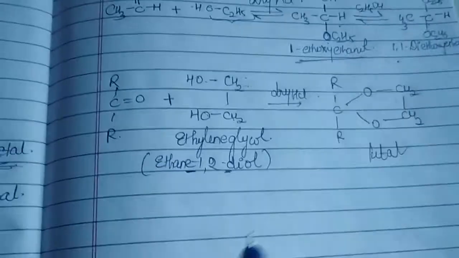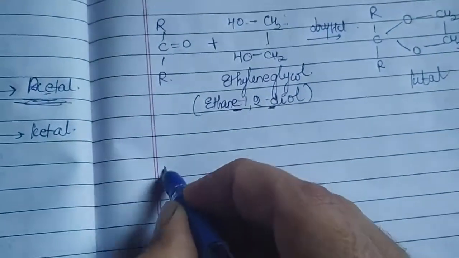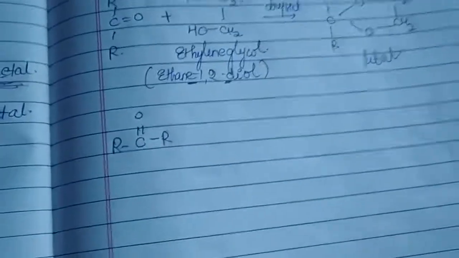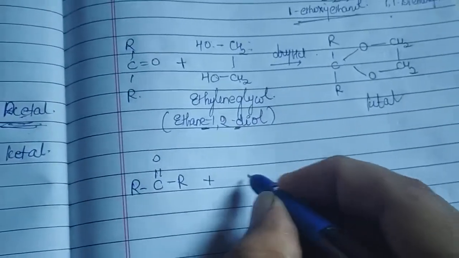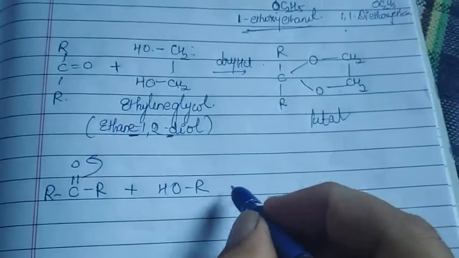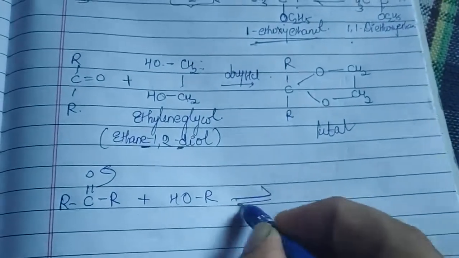Now, directly is a problem. First, let me go step by step. Let me write you a general reaction so that there will be no confusion. So this is my ketone. First, let me take my alcohol ROH. So this is also in equilibrium.